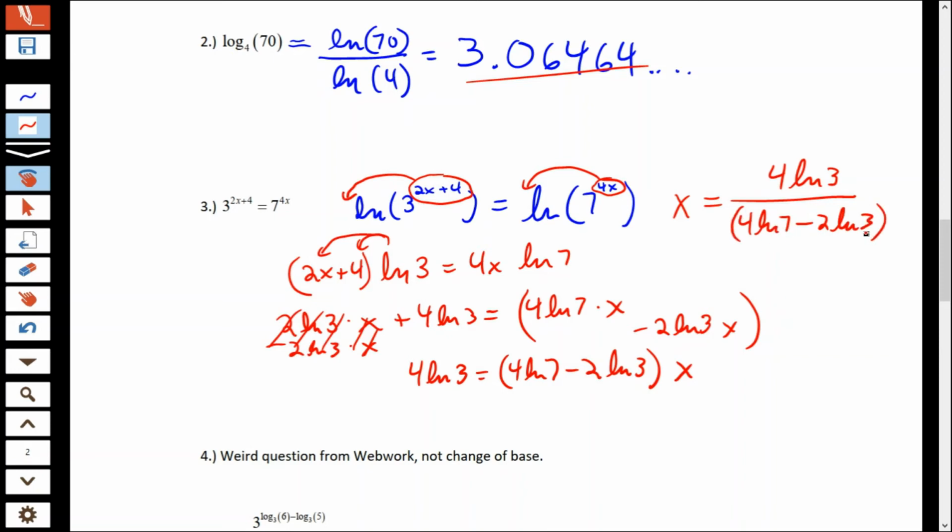And if I plug that into a calculator, 4 natural log of, is it 3? Yeah, 4 natural log of 3 divided by that, I come up with 0.7866312.